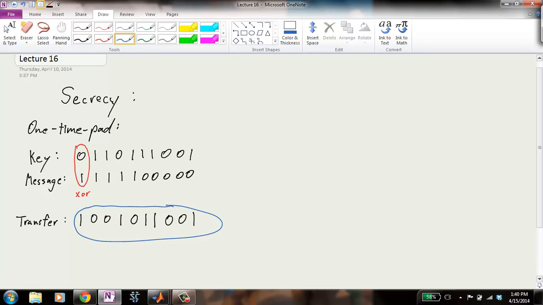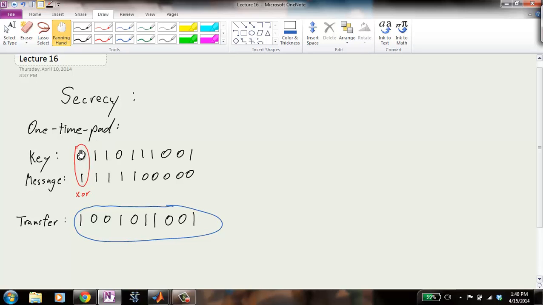Now we need to check two things. First of all, can we get the message back if we know the key? And secondly, if we don't know the key, have we really kept a secret? So let's first see that we can get the message back. The other end of this communication scheme has this key. And notice that if you do the same operation, but you swap the place of the transmitted sequence and the message, in other words, you take your key, you take what you received, and you do a bitwise exclusive OR, you get back to the message.